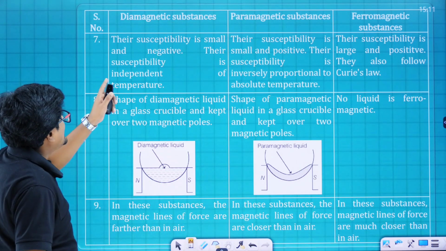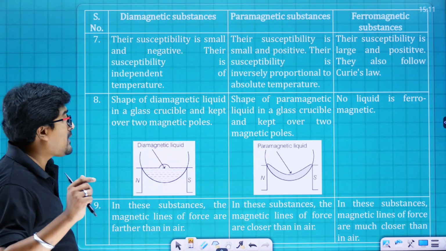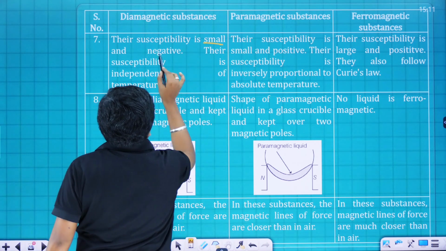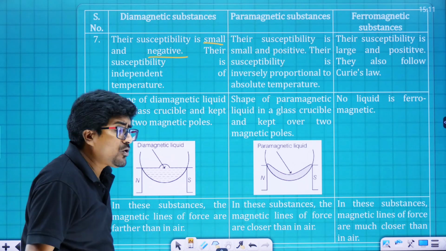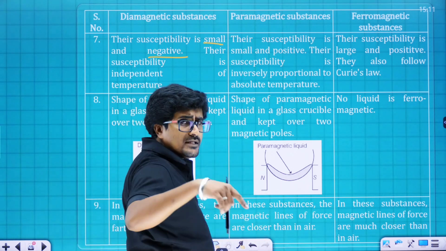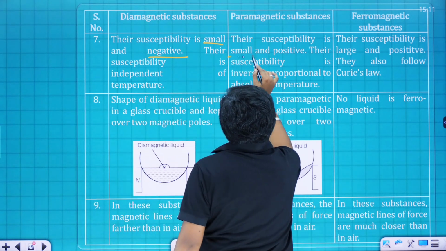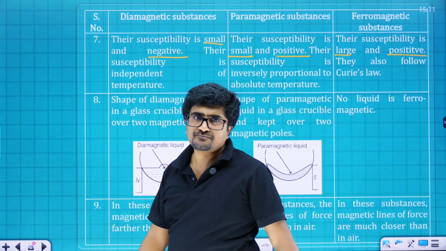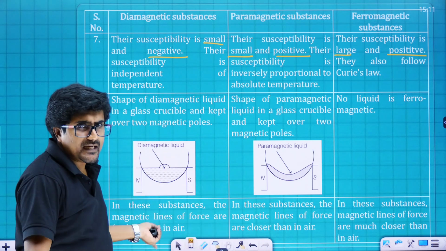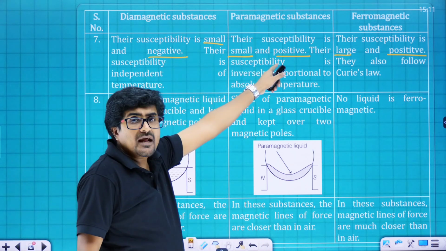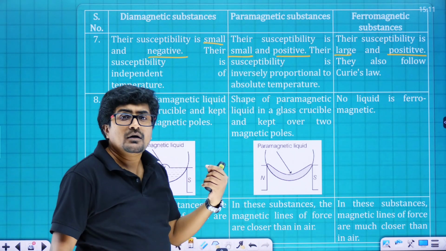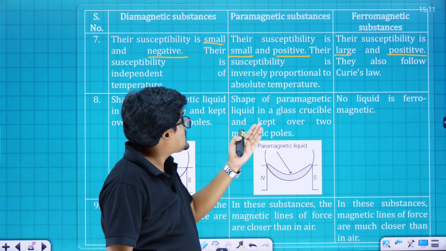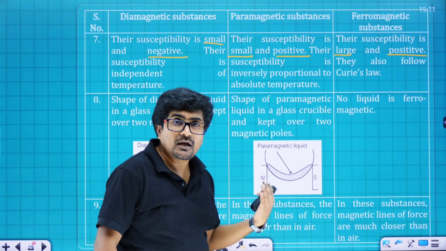Now next is about magnetic susceptibility. In case of diamagnetic, it is very small and negative. I repeat, it is very small and negative. Paramagnetic, it is small but positive. For ferromagnetic, it is large and positive. Diamagnetic, negative and small. Paramagnetic, positive and small. Ferromagnetic, positive as well as large.